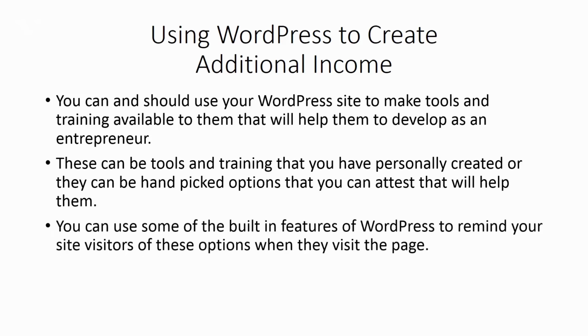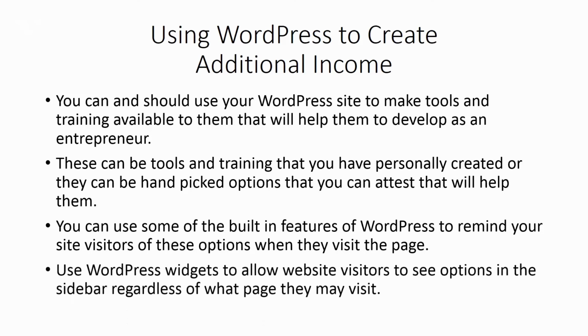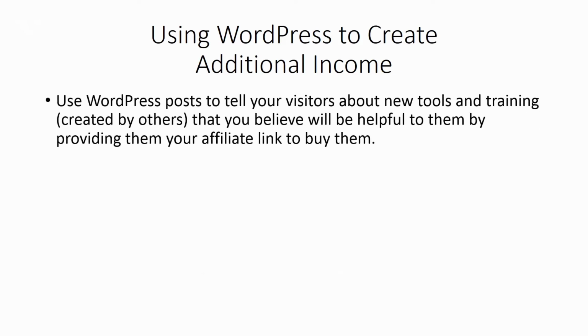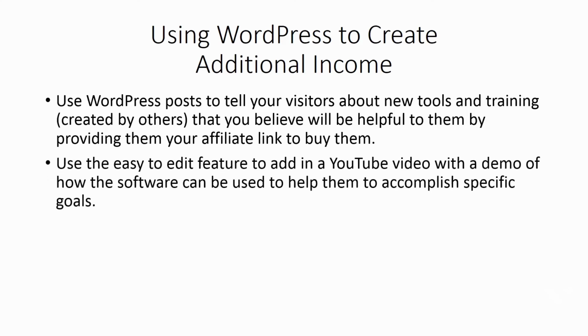You can use some of the built-in features of WordPress to remind your site visitors of these options when they visit the page. Use your WordPress widgets to allow website visitors to see the options in the sidebar regardless of what page they might visit. Use WordPress posts to tell your visitors about new tools and training created by others that you believe will be helpful to them by providing them your affiliate link to buy them.